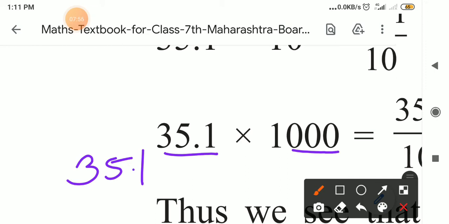So it will move 3 digits forward. Actually the point was here, but only 1 digit is there, so we have to give zeros here. So the point goes after the first digit, the second digit, and this is the third digit. So we have to remove the point from this place and give it at this place. And a point after 0 doesn't have any value.